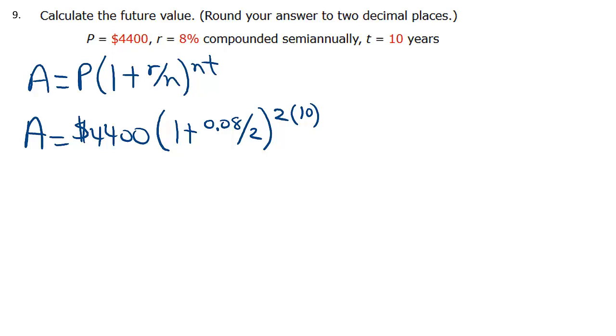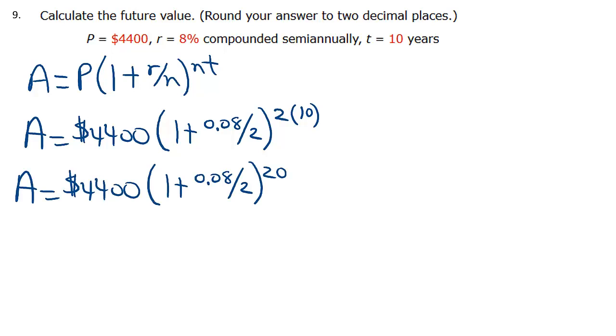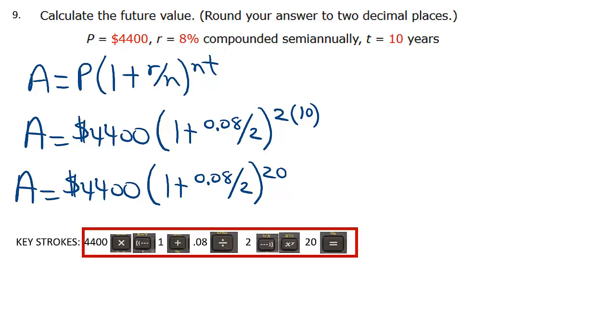So put in 4,400 for P, put in 0.08 for R. We're doing semi-annual compounding, so that's twice a year, so N is 2, and we're doing it for 10 years, so T is equal to 10. If you multiply 2 times 10 and get 20 in the exponent, again, one option instead of doing it in stages is just to type it directly into your calculator here.